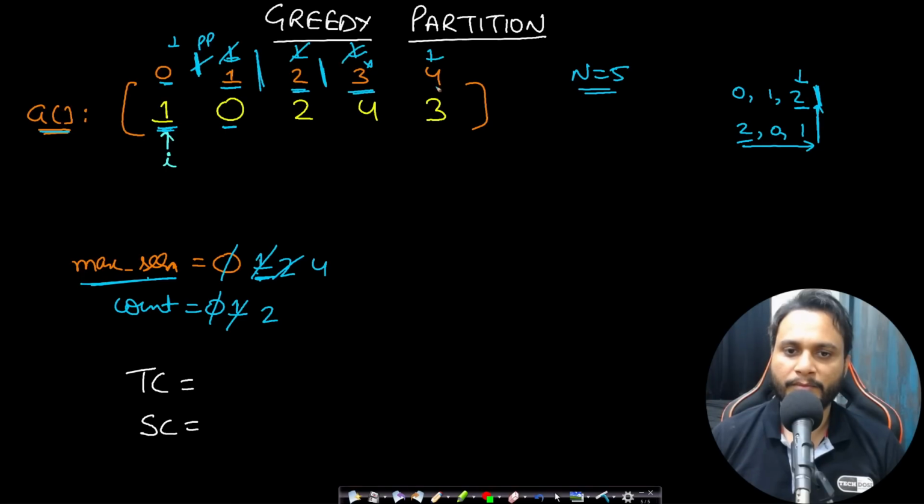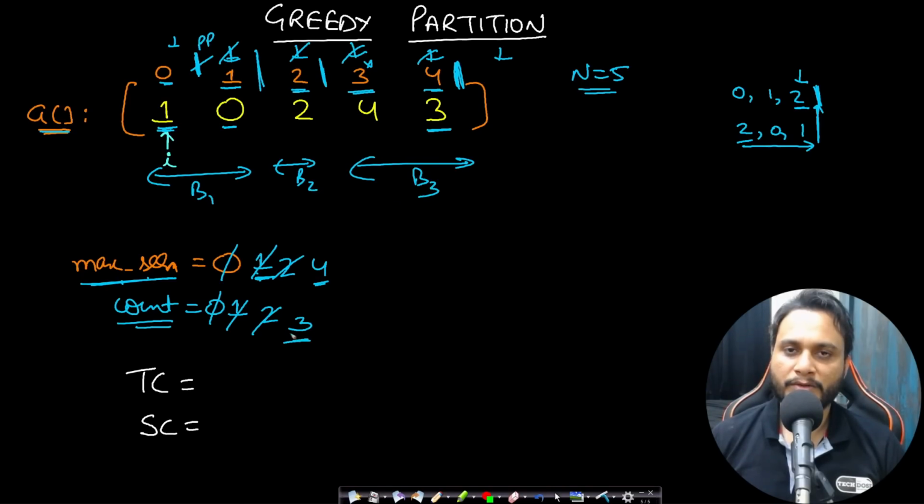Let's go to the next item, index 4. The value is 3. So the max seen will be updated to the max of 4 and 3. So this will remain 4. Now I will check if the max seen is equal to the index. Yes. So my counter will increase and I can create a partition here, and we are done. So this means that we have created 3 blocks: block 1, block 2 and block 3. And we can just return the counter as the answer, which is 3.